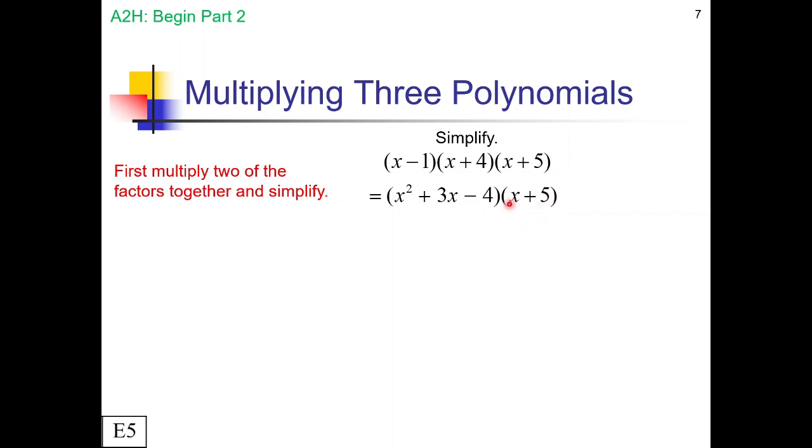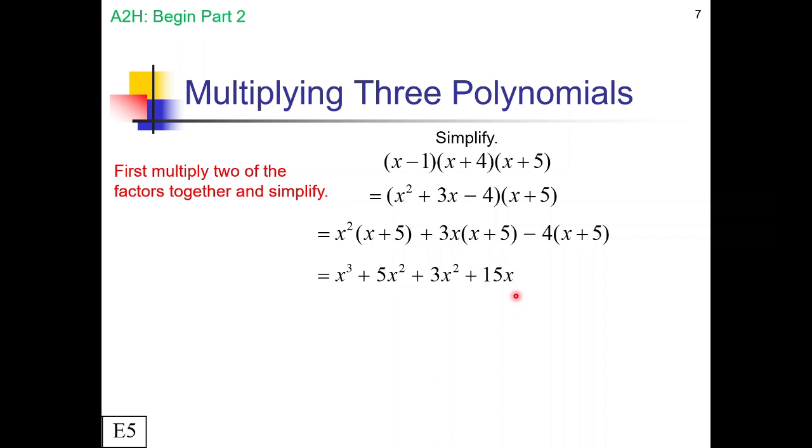So now let me write it out so that I'm distributing everything in this first parentheses by this last one. This is going to be kind of like example 3. So we have x squared times x plus 5, 3x times x plus 5, and negative 4 times x plus 5. So we have x squared times x is x cubed. This will be 5x squared. Next up, 3x and x gives me 3x squared. 3x and 5 is 15x. And then we have negative 4x and negative 20.